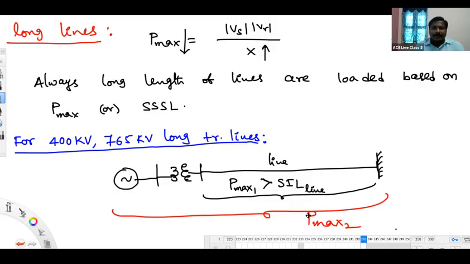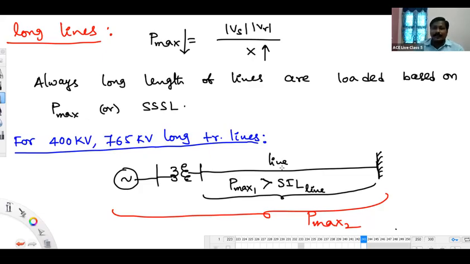P max 1 is only for the line. But we are keeping loading on the network, so-called loading on the generator. We should consider starting from generator to bus bar, generator to infinite bus, our grid. So P max 2 is the thing based on which we should keep the loading.